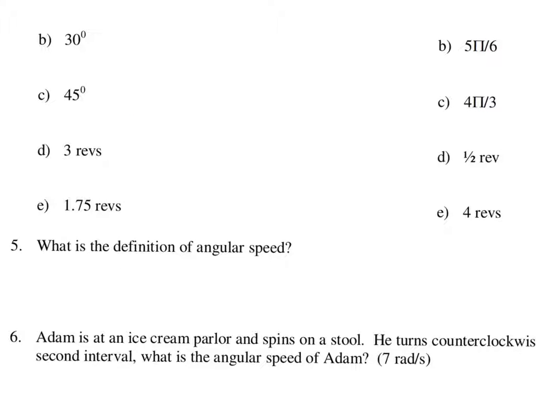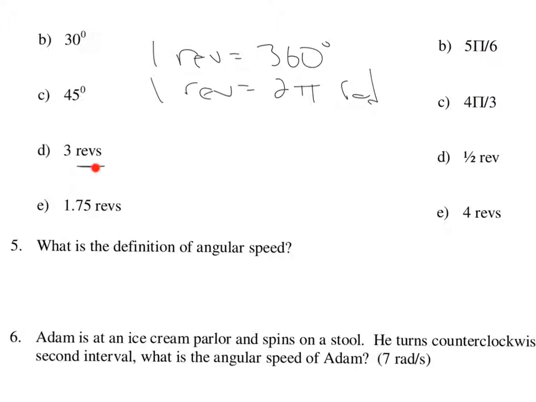All right, if we take a look at 3D, or for that matter, 4D or 4E, they involve revolutions. So if we think of a circle, going around the circle one time is a revolution. So our conversion factor is that 1 revolution equals 360 degrees, or 1 revolution equals 2 pi radians. So now we can set this up. This is our known. So we do 3 revolutions, and we're going to multiply by our conversion factor.